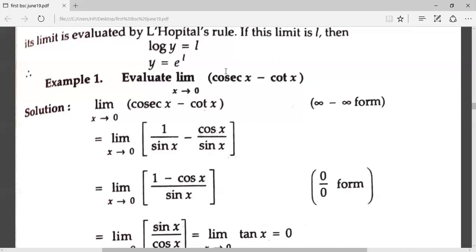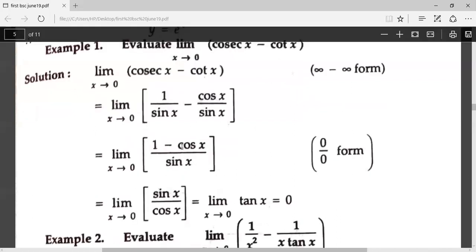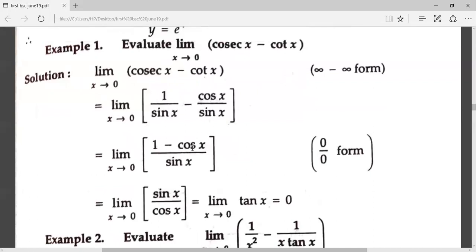So you have converted this problem infinity minus infinity to 0/0 form. Next you have to use L'Hospital rule. How do you use L'Hospital rule? Differentiate 1 minus cos x. Differentiation of 1 is 0. Cos x is minus sin x. Already one minus is there. Therefore sin x divided by differentiation of sin x, which is cos x, as x tends to 0.